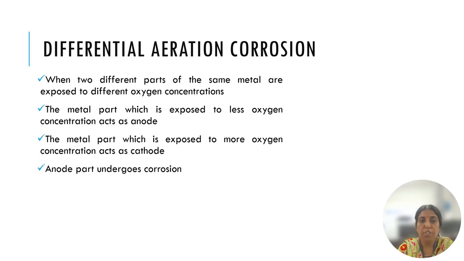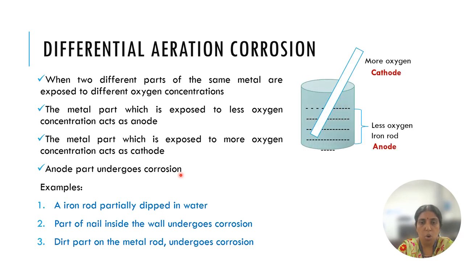Then differential aeration corrosion. As we get from the name, when two different parts of the same metal are exposed to different oxygen concentrations. So here we can see if we have an iron rod which is partially dipped in the water and the rest of the iron rod is exposed to the atmosphere, then we have differential aeration corrosion. The portion with less oxygen will behave as an anode, because when it is immersed in the water, the access of oxygen is less, so it acts as an anode, and the surface which is exposed to the atmosphere acts as a cathode.